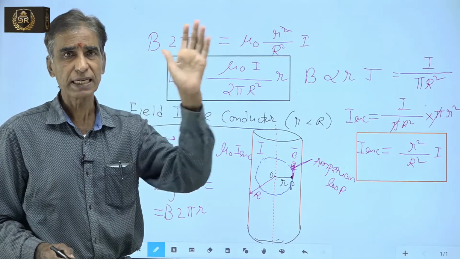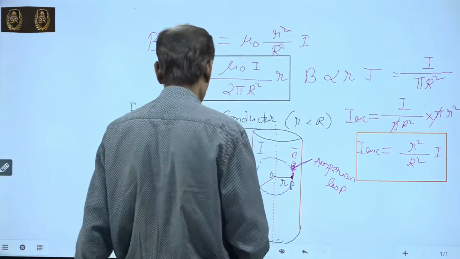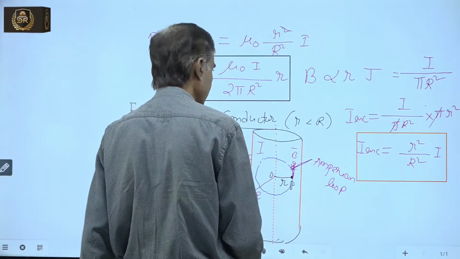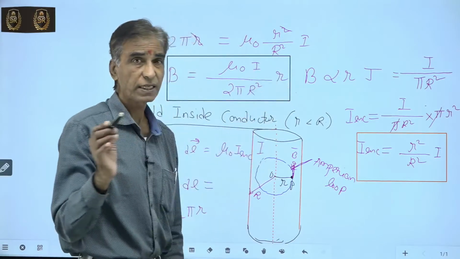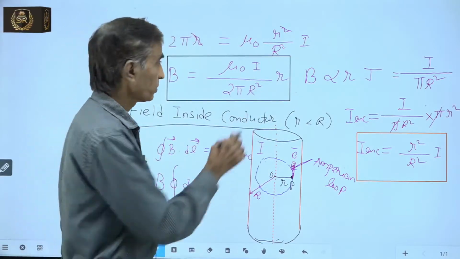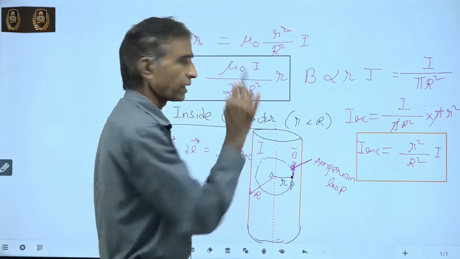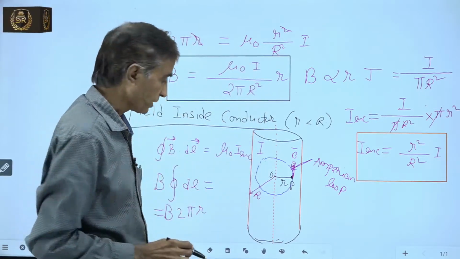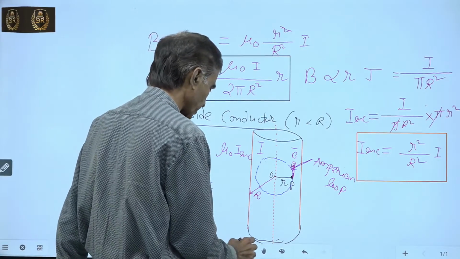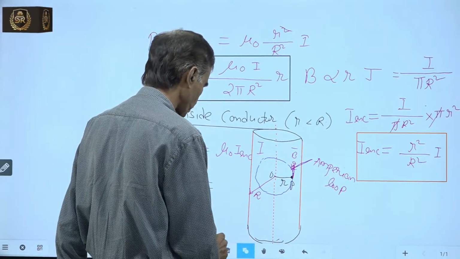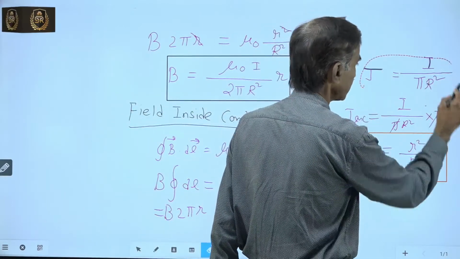Inversely as distance. That is, rectangular hyperbolically it changes. And at the surface, it is maximum. Because at surface, small r equals what? Capital R. So, capital R square gets cancelled, mu naught I by 2 pi R. So, 3 values we have now. That is very important here for us. We have all the 3 values now.